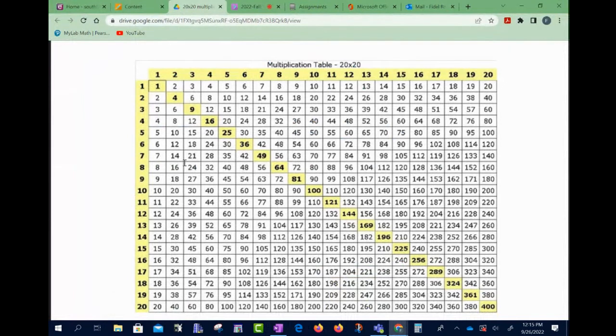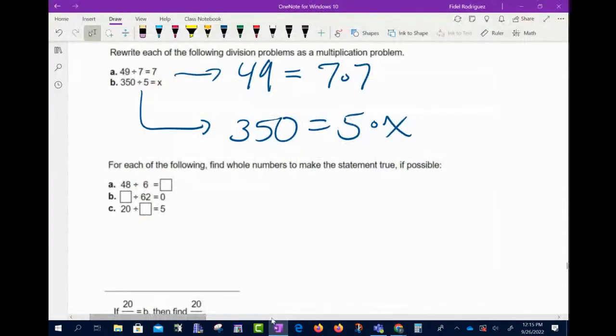And so 6 goes into 48, how many times? 8 times, right? And again, when you're teaching this to kids, the multiplication table comes in really, really handy, right? So right here, y'all, I'm going to put an 8.